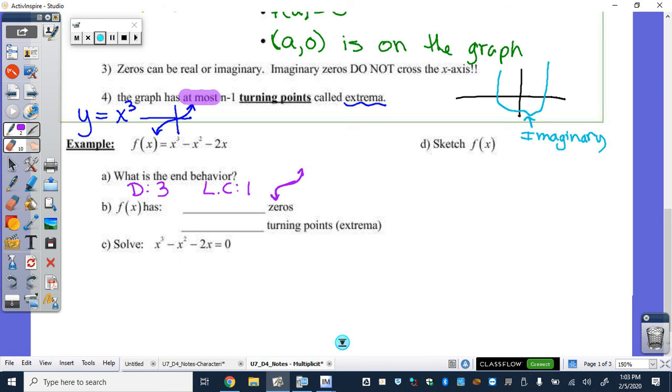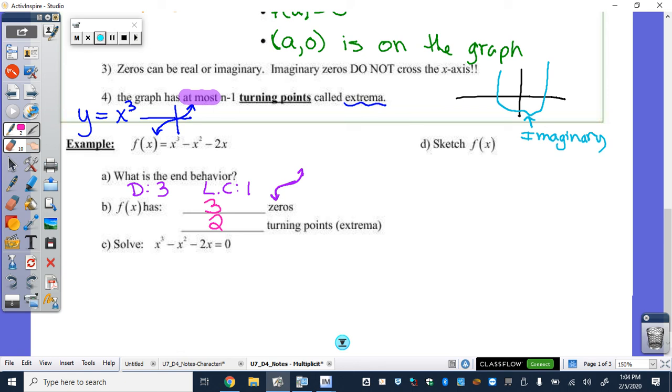If you're just drawing the sketch, you don't have to get into the fancy notation for your end behavior. You just have to remember which way it's going to end up going. That's going to help you when you're actually making your graph. F of x is going to have a total of 3 zeros because it's a degree of 3. And it's going to have at most 2 extrema. Remember, it could have none, it could have 1, but 2 is the max.